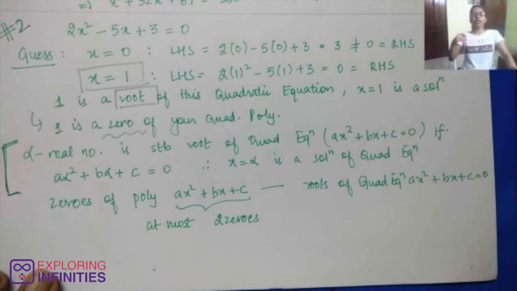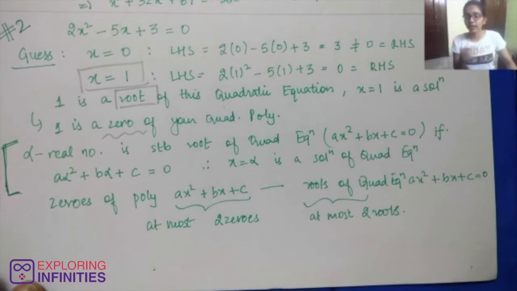Okay, so in our example that we have taken, 2x square minus 5x plus 3, by guessing we got x equal to 1 after trying twice. So it's not necessary that we'll get a second root, because it's a quadratic equation, we should get two roots. So it means x is equal to 1 is one of the roots. So we should get another root also.